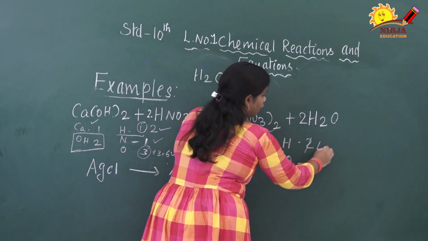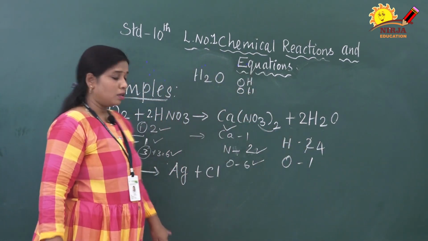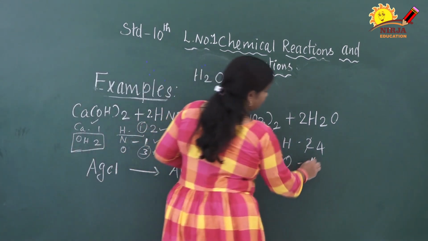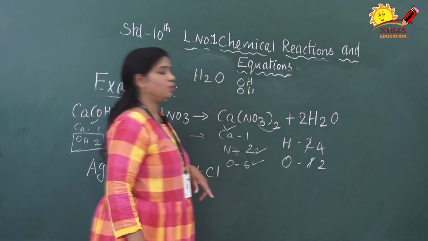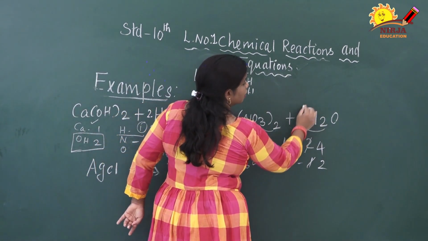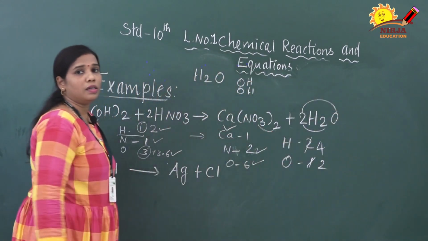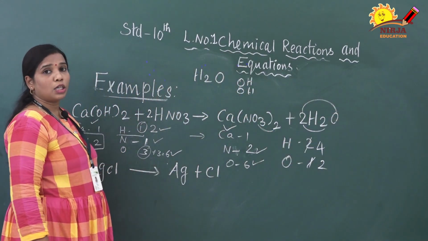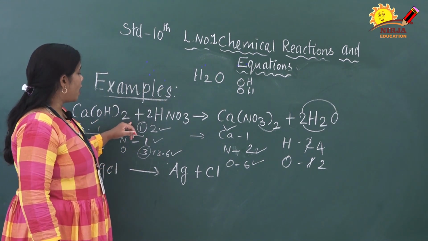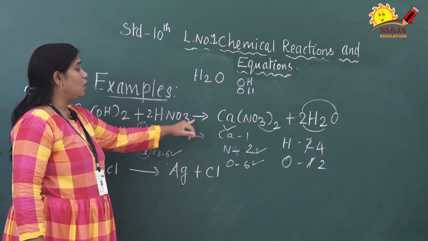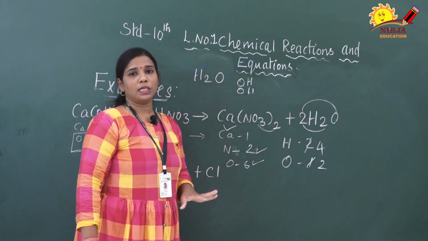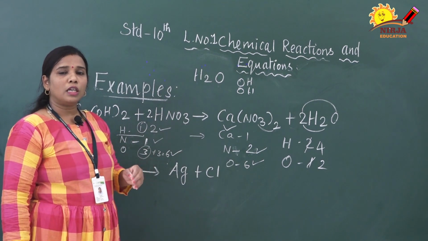So I am striking out here 4. So oxygen here already 2 is there. So we are changing here 2. So 2 2s are 4 hydrogen, 2 oxygen. This is the next equation. After that you have to write Ca(OH)2 plus 2HNO3 gives Ca(NO3)2 plus 2H2O. This is the balanced equation. Slowly and steadily you will learn.